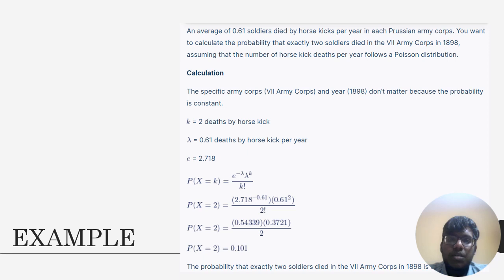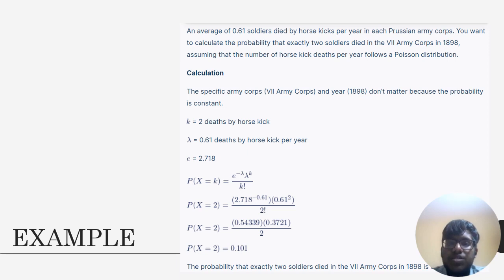As an example, an average of 0.61 soldiers die by horse kicks per year in the Prussian army corps. You want to calculate the probability that exactly 2 soldiers died in the 7th Army Corps in 1898, assuming the number of horse kicks per year follows a Poisson distribution. The specific Army Corps and the year 1898 don't matter because the probability is constant. K will be the deaths by horse kicks, which is 2, lambda will be the 0.61 deaths by horse kicks per year, and e will be 2.718.